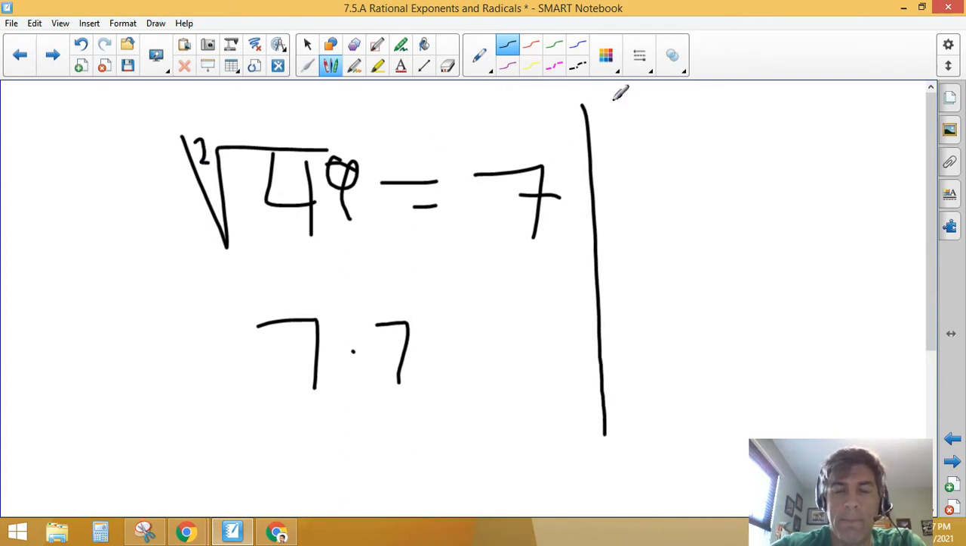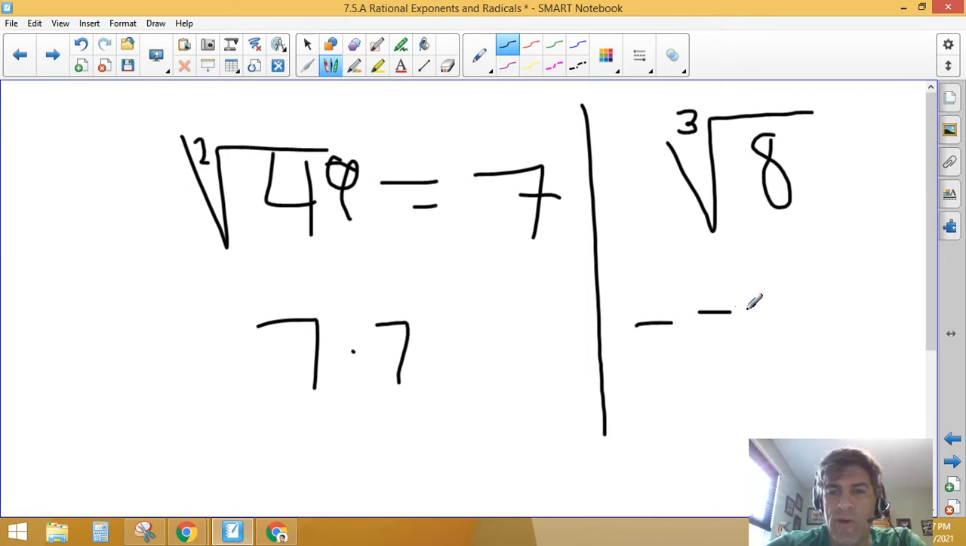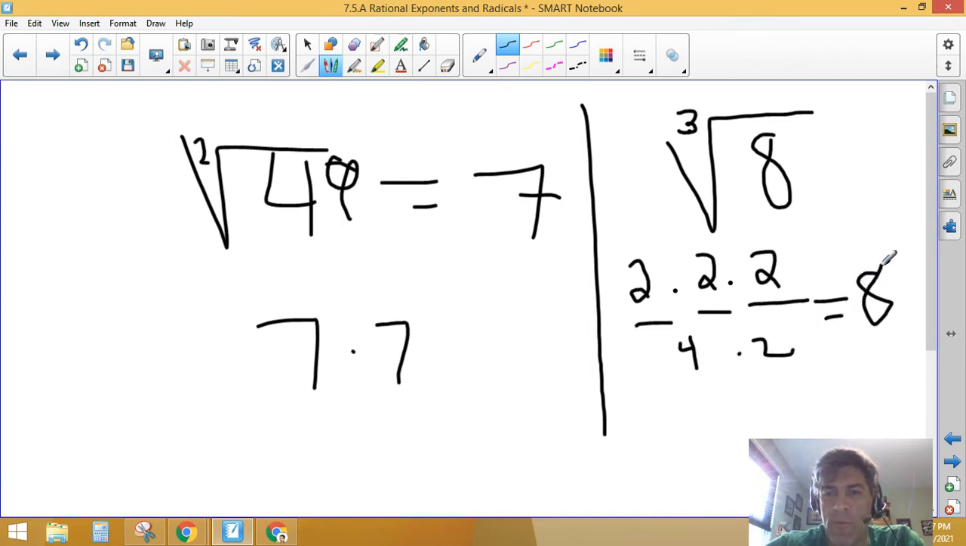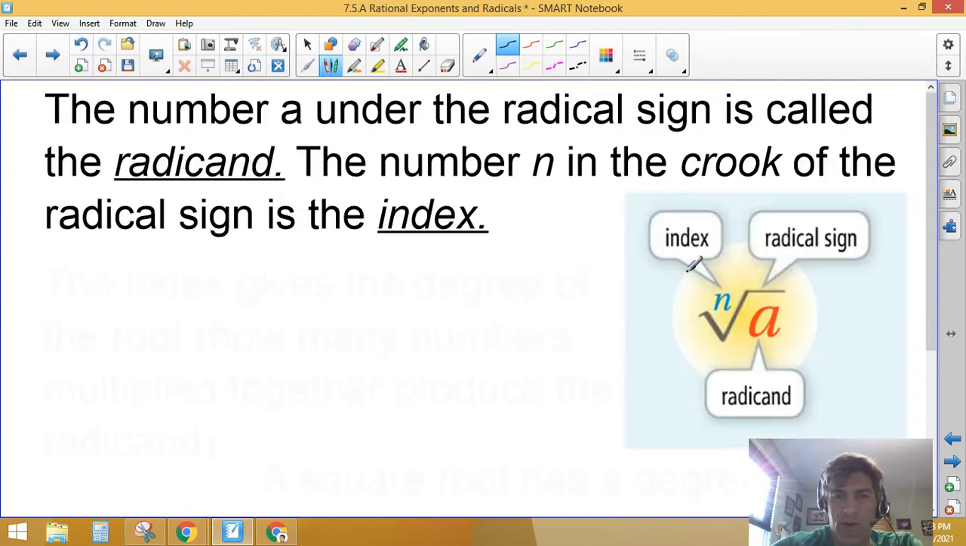But if I want to do the cube root of, let's say, 8, that means what three numbers multiply together to give me 8 that are the same. There's no real algorithm. You have to go through the guess and check method or use your number sense to figure out that it's 2 times 2, which gives me 4, times another 2, which gives me 8. So that's what the index means here.